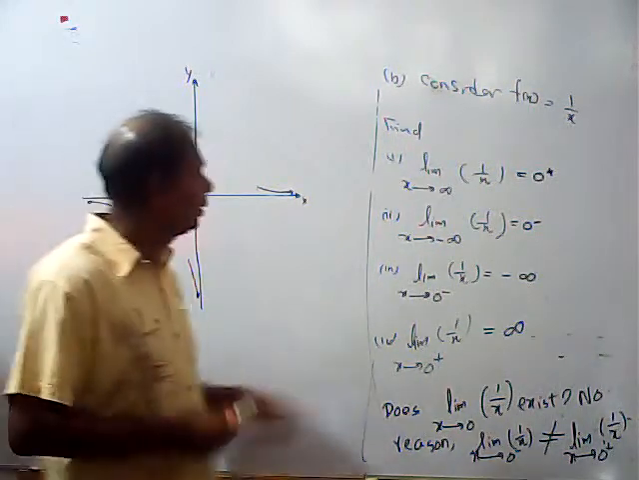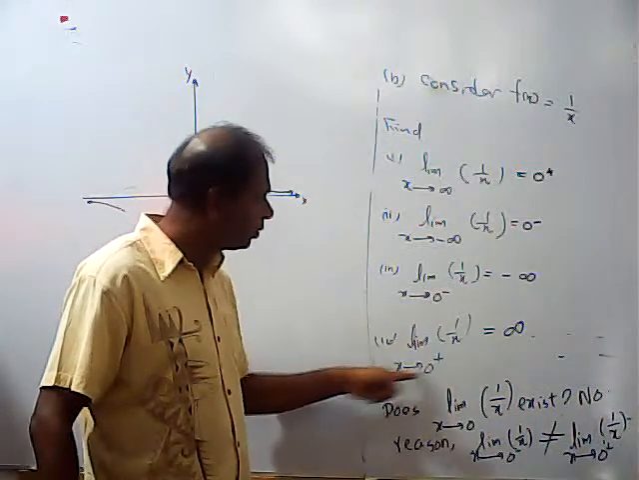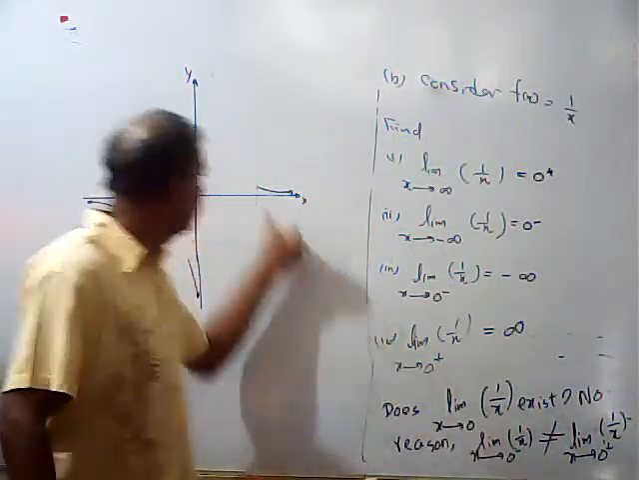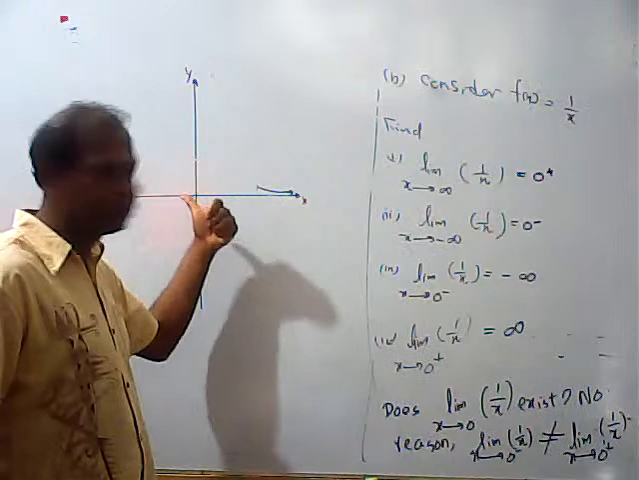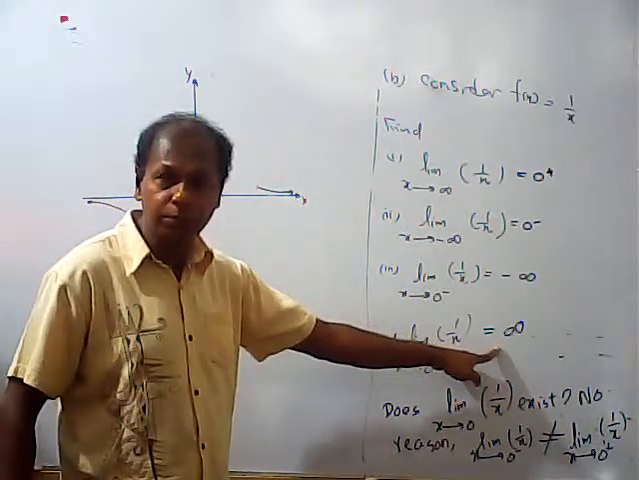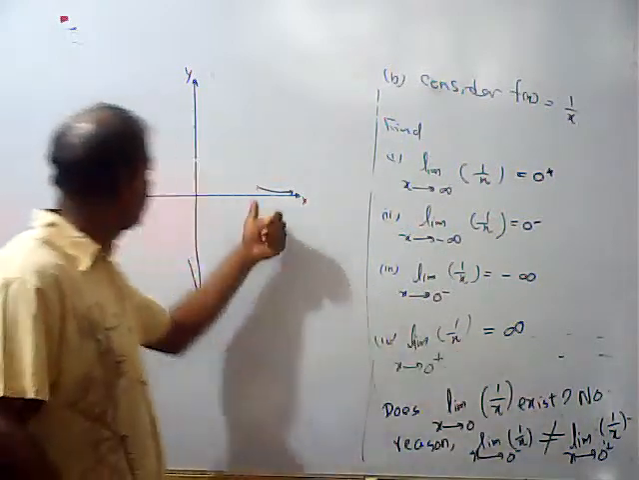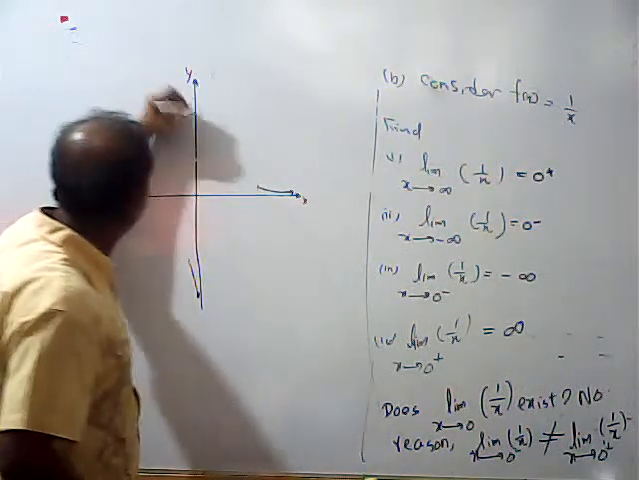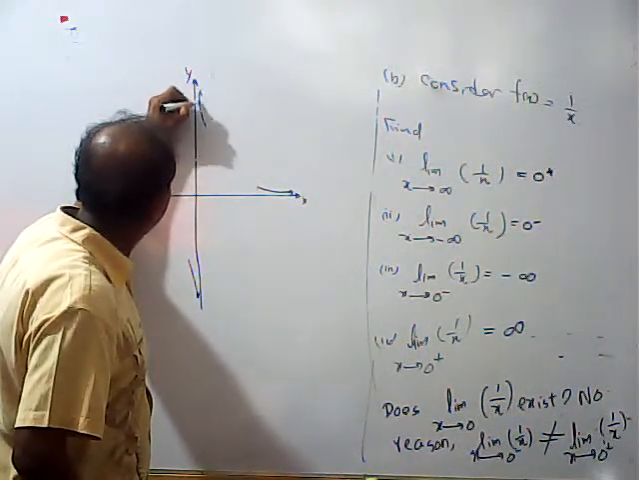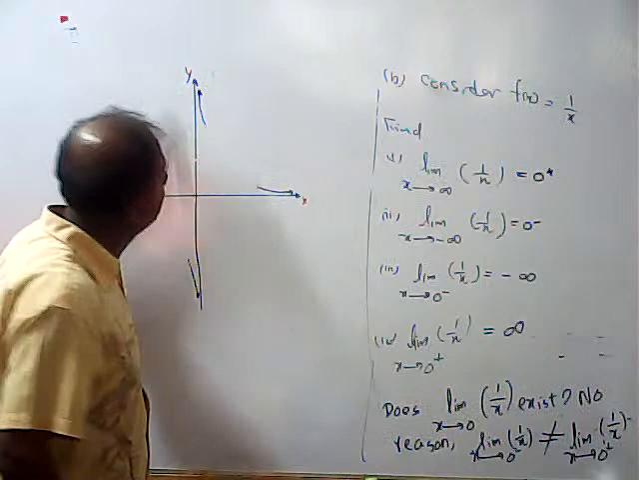And the other one, finally, as x goes to 0 from the positive side, you say 1 over x goes to positive infinity. You come to 0 from this side, and 1 over x will go to positive infinity like this.